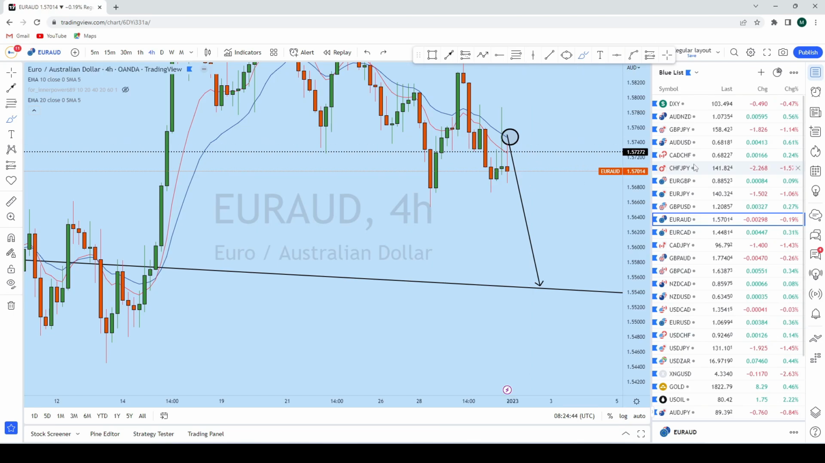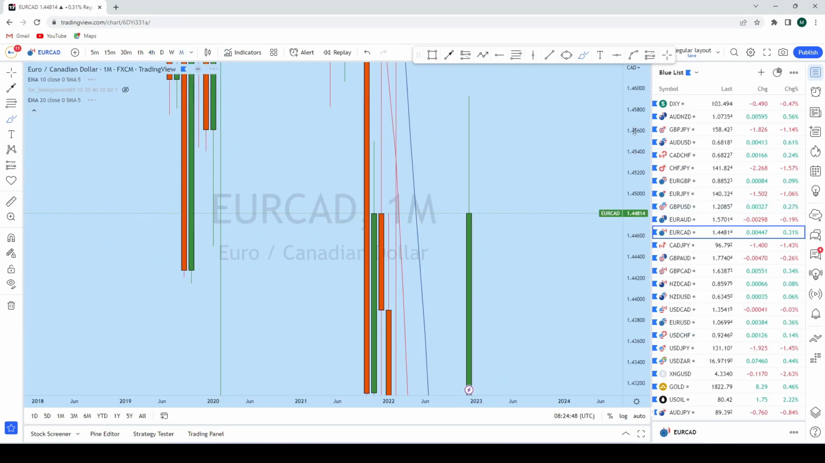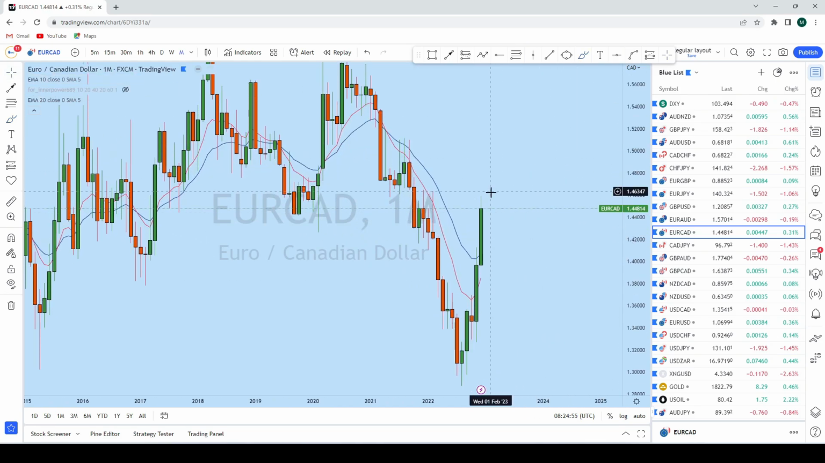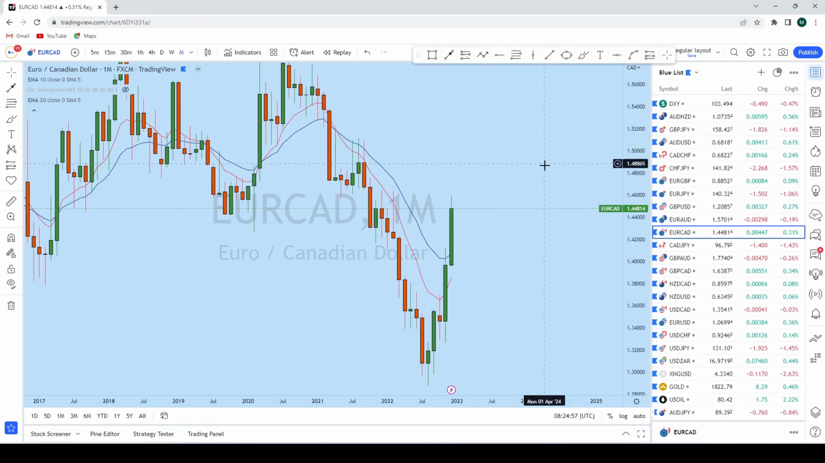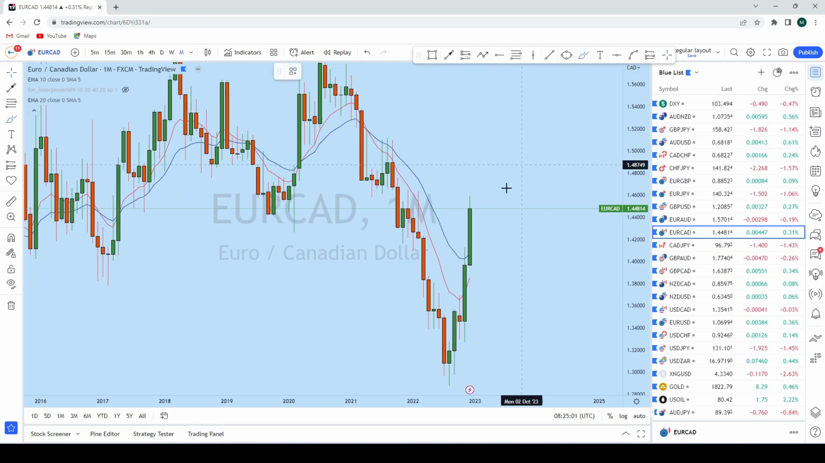Now let's look at EURCAD, starting with the monthly perspective. We see that on the monthly time frame, EURCAD, this is the monthly candle, which is in fact significantly bullish. Now after this kind of monthly candle, as you can see, back to back 2 months of bullish candles, we can expect on the monthly perspective a further rise.